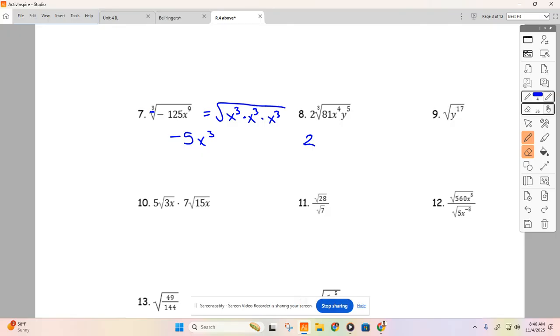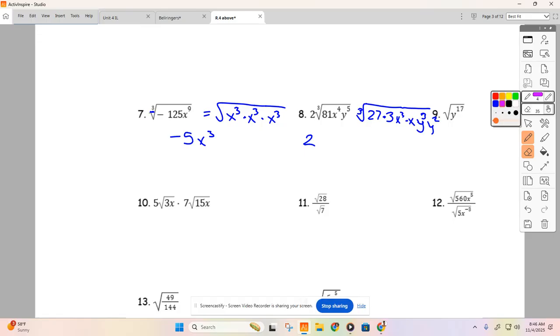27 will go into 81. So I'm going to separate 81 as 27 times 3. My x to the 4th, I'm going to put in x cubed times x. My y to the 5th, I want a y to the 3rd, and what's left is y squared, because these exponents add to the y to the 5th.